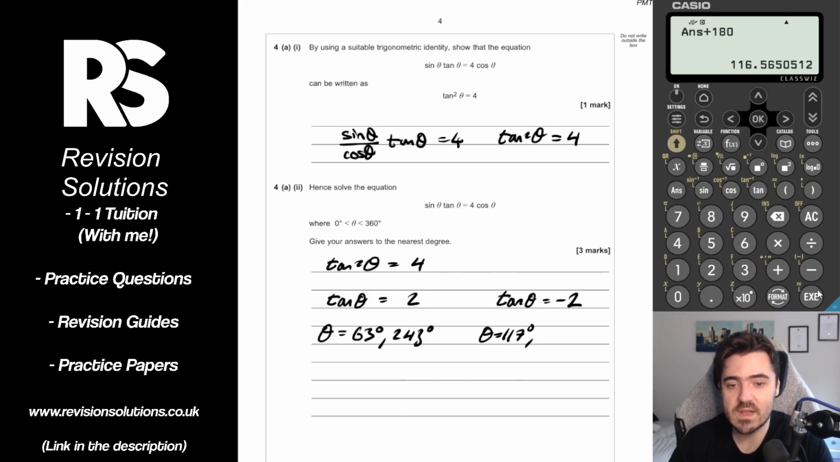And then we can actually add 180 one more time. So I'm just going to hit execute one more time. And that's going to be 296.56, which would round to 297 degrees. And then I can't add 180 any more times without going beyond 360.